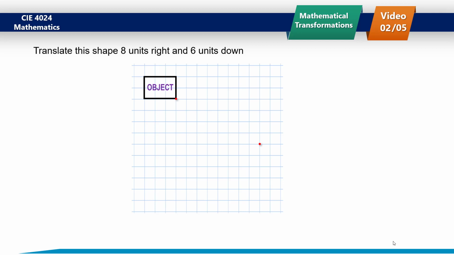If I take another point on my object, I will move the same way, 8 units right and 6 units down. The same with the third point, 8 units right and 6 units down, and the same with the fourth point. When I join these 4 points to form a rectangle, that is my translated image. The shape given in the question is called the object, and when you translate or transform it, the transformed shape is called the image.